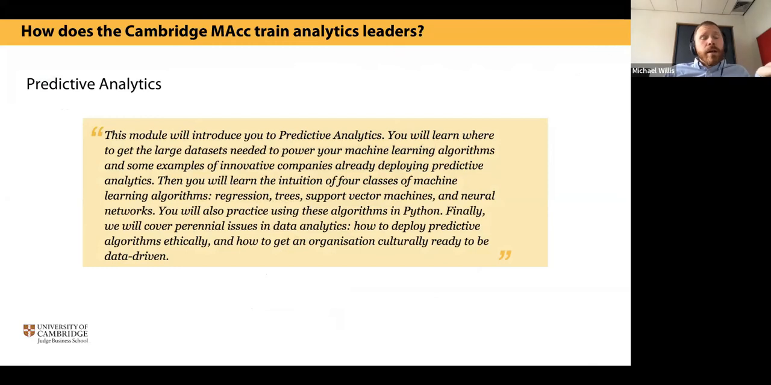So our module around predictive analytics looks like this. This module will introduce you to predictive analytics. You will learn where to get the large data sets needed to power your machine learning algorithms and some examples of innovative companies already deploying predictive analytics. Then you will learn the intuition of four classes of machine learning algorithms: regression, trees, support vector machines, and neural networks. We saw all of those on the previous slide. You will also practice using these algorithms in Python. Finally, we will cover perennial issues in data analytics, how to deploy predictive algorithms ethically, and how to get an organization culturally ready to be data-driven.